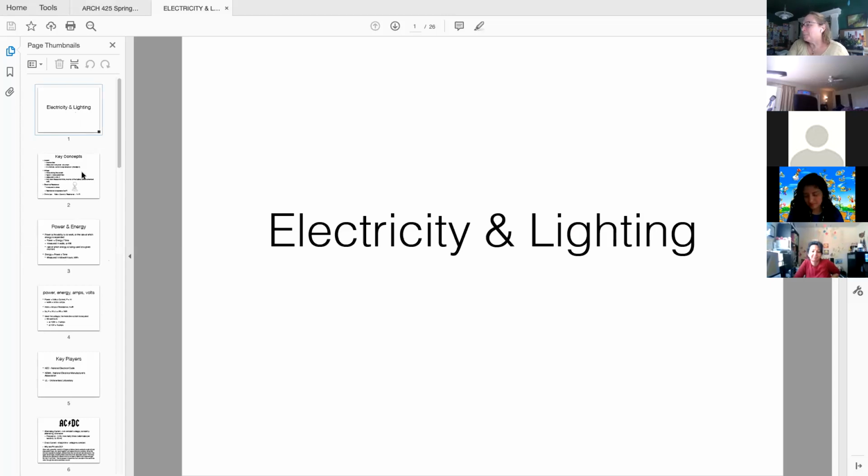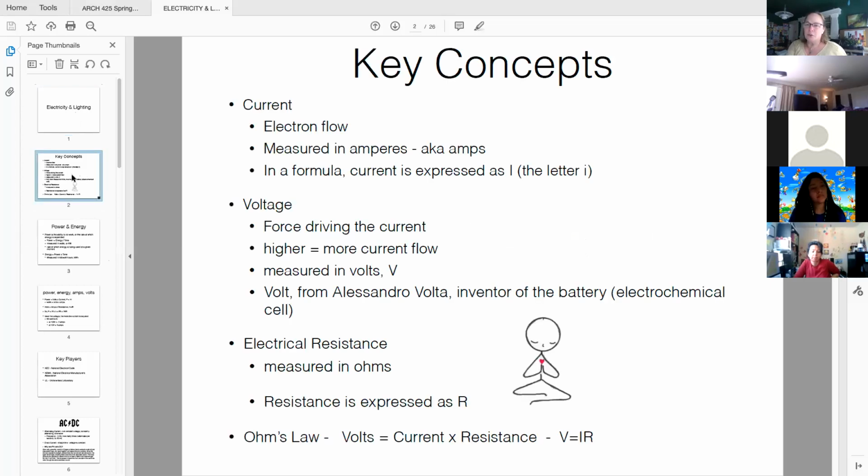Okay, electricity, and then we're going to go into lighting, which is artificial lighting, because we've already covered daylighting. Electricity. So a couple of things to think about with electricity. There's a good way to think about it. Water is a good analogy for thinking about electricity.